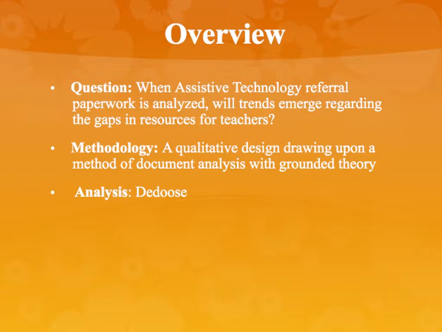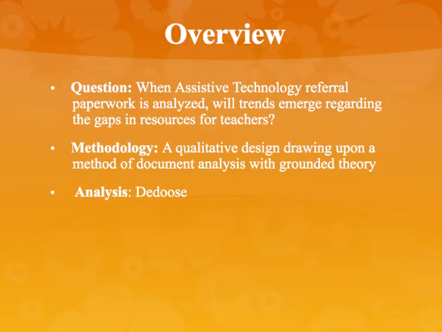My main research question was, when assistive technology referral paperwork is analyzed, will trends emerge regarding the gaps in resources for teachers? I'm identifying gaps through the teacher statements in the referral paperwork. For example, if a teacher asks a question, how can my student access grade level material? That tells me that the teacher doesn't have adequate information on how to provide accessible text for students with disabilities based on grade level reading material.